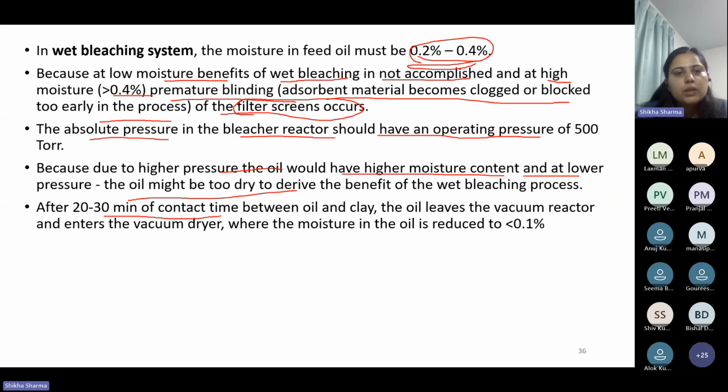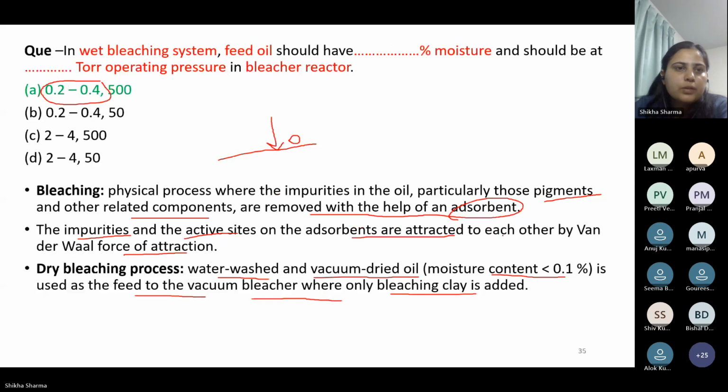After 20 to 30 minutes of contact time between the oil and the clay, the oil leaves the vacuum reactor and enters the vacuum dryer, where before final release, the moisture content will be reduced to less than 0.1%. So option A is correct in this case.